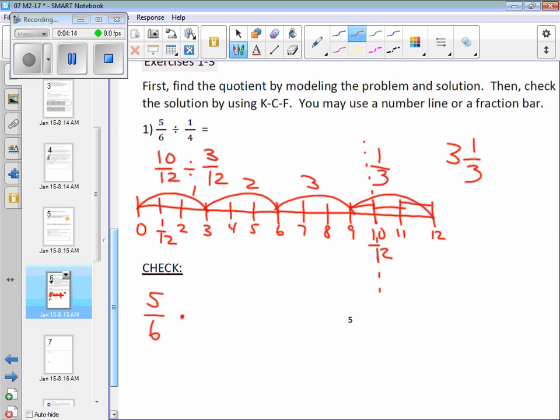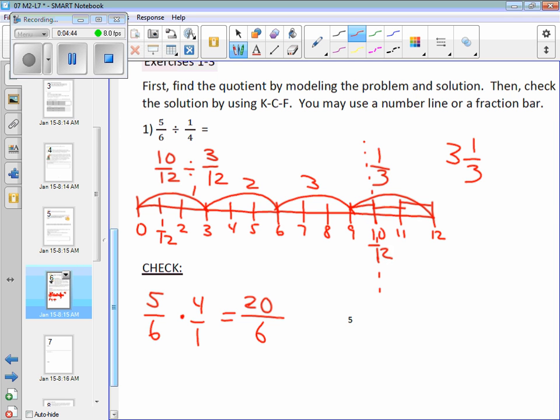And we're going to flip 1/4 and make it what? Caitlin? 4/1. And now I'm just going to multiply my numerator times my numerator, which is 5 times 4, which is 20. And 6 times 1 is 6. And I have an improper fraction, so I have to change it back into a mixed number.